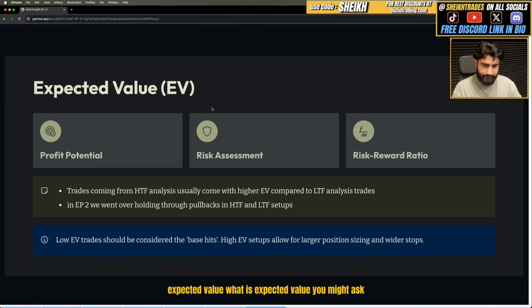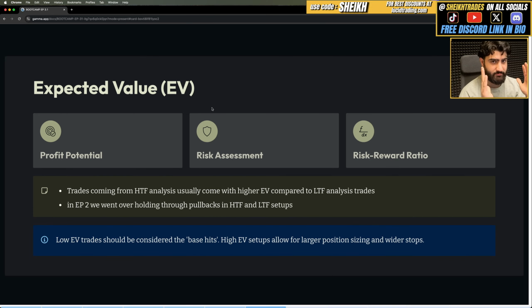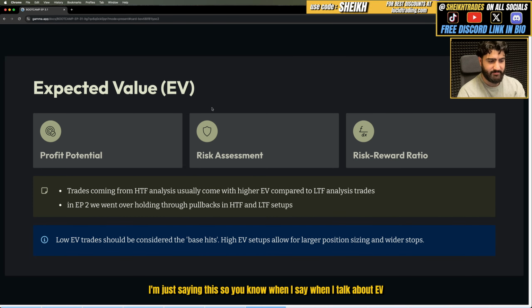Expected value. What is expected value, you might ask? Profit potential, risk assessment, risk to reward ratio. Expected value, there's a mathematical formula for it, but I'm not going to go too in detail about it; we'll leave that for another episode. Remember the terminology. When I say EV, I'm just saying expected value, so you know what I mean.